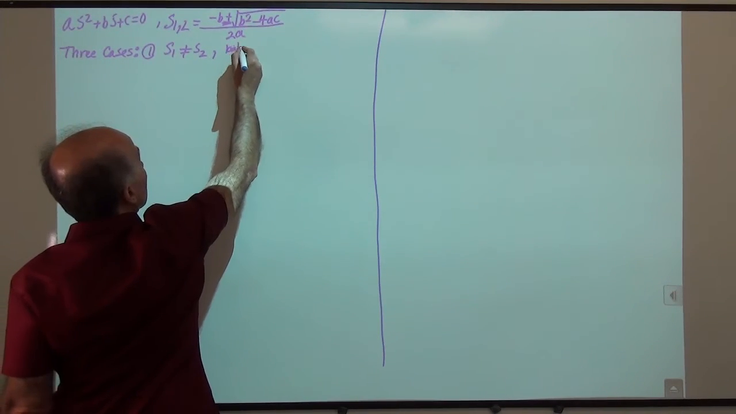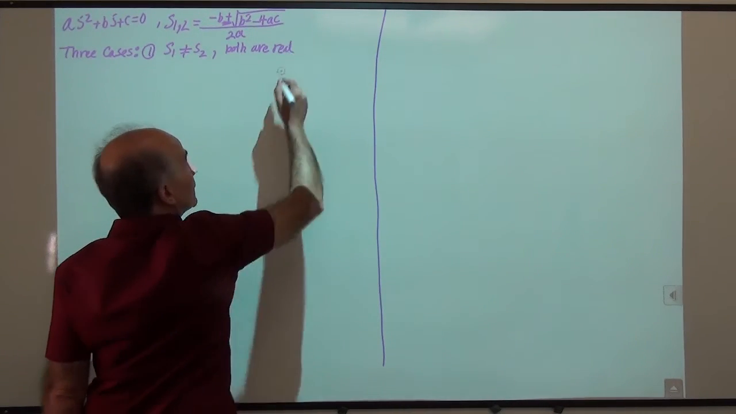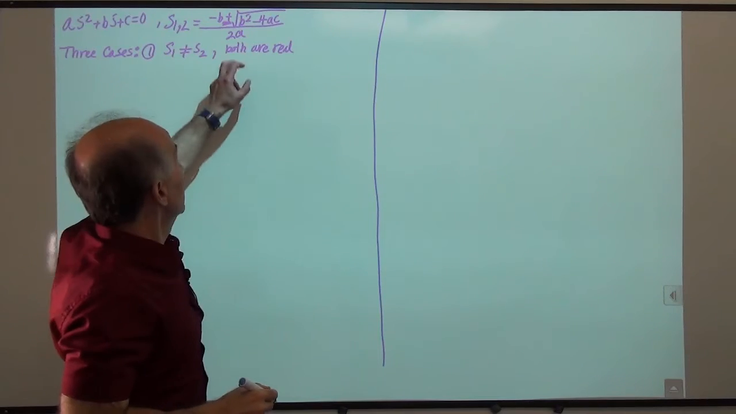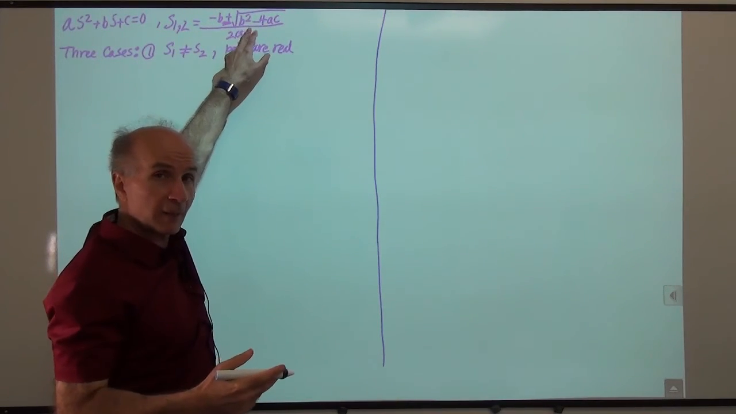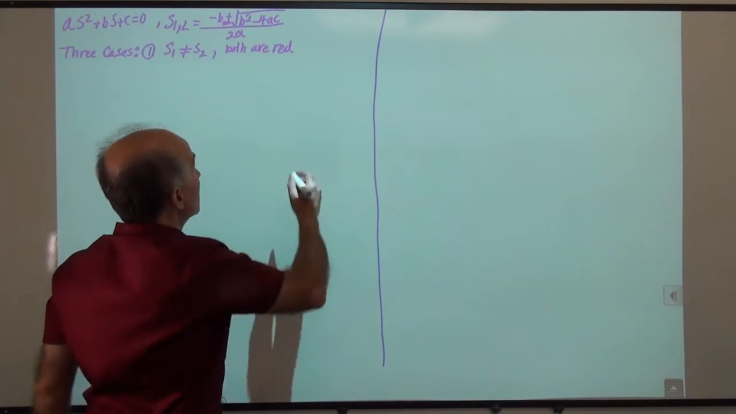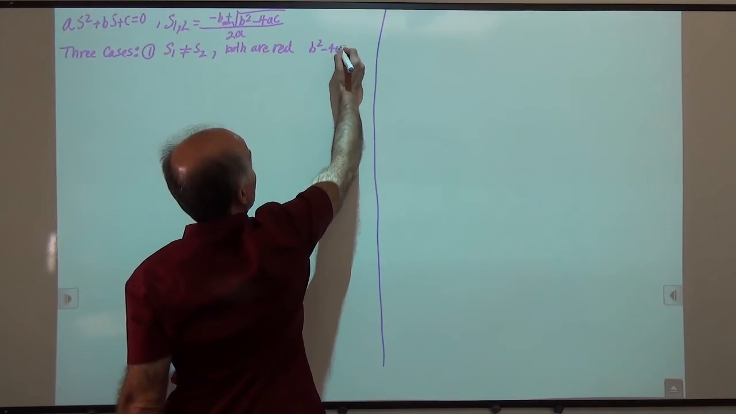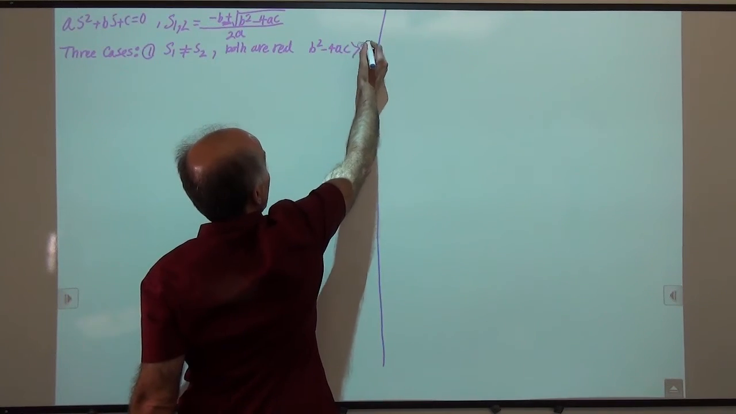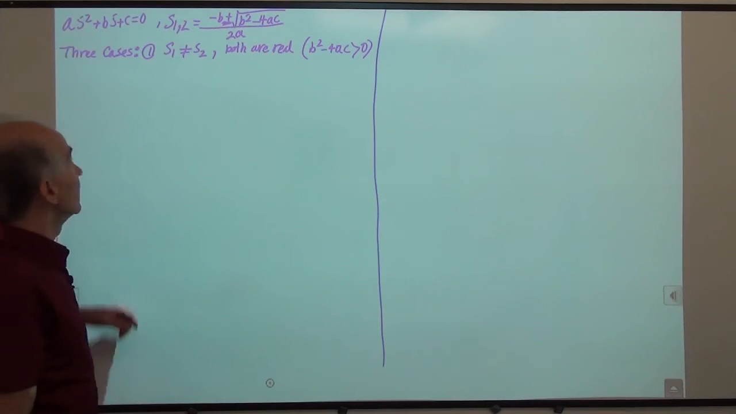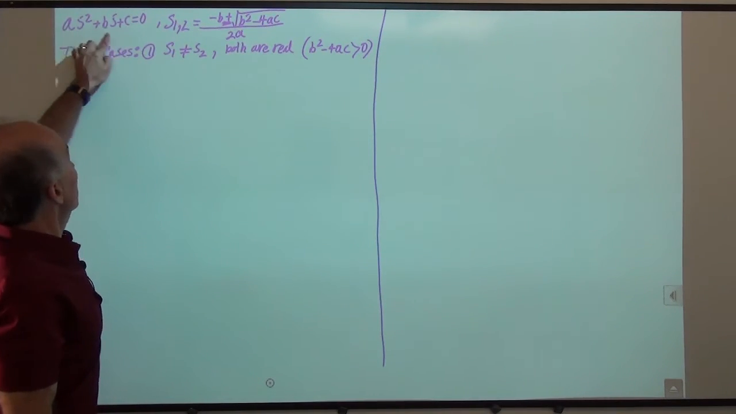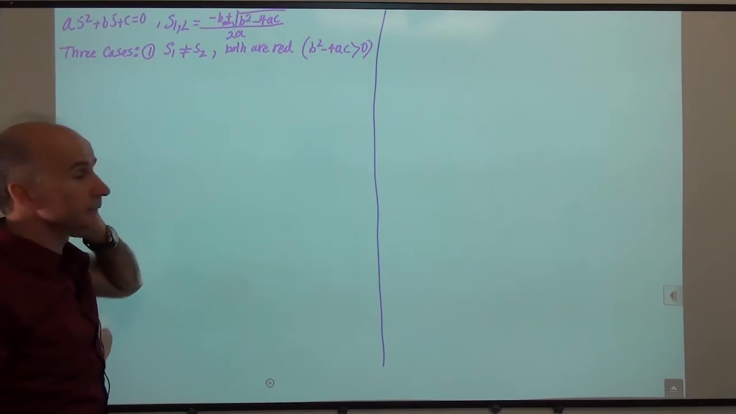both are real. What does it mean? It means that the term under the square root is positive, so we don't end up with an imaginary value here. So that means that b squared minus 4ac is greater than 0. Okay? So the coefficients of this differential equation are such that they satisfy that condition.